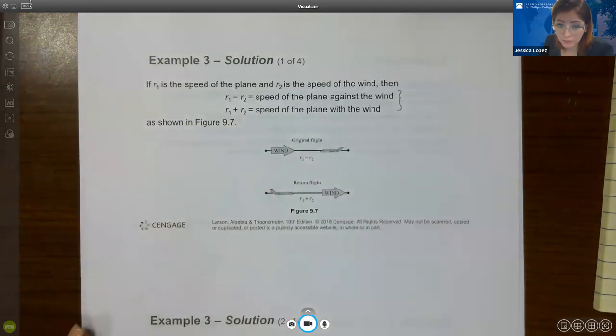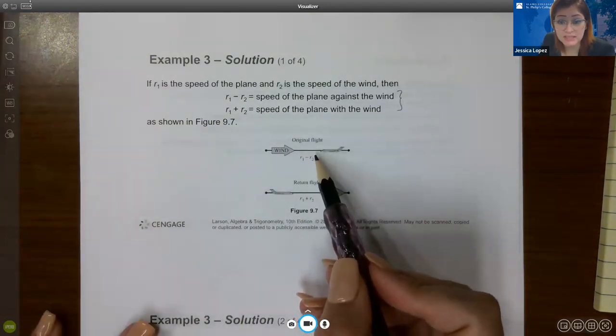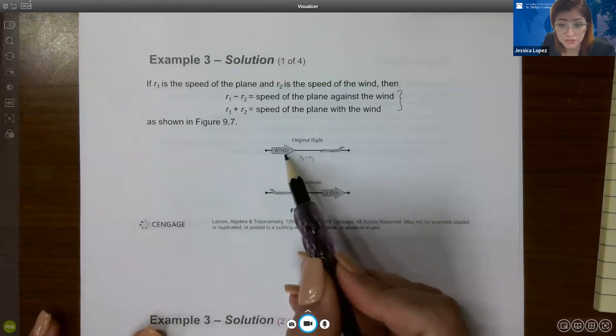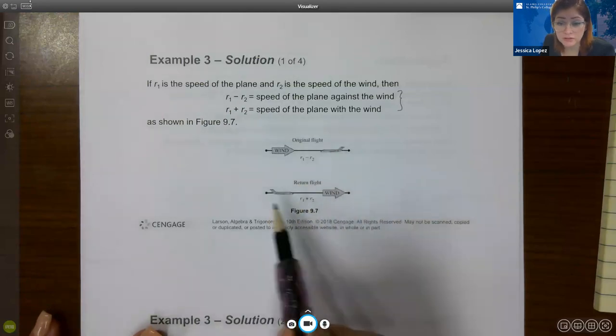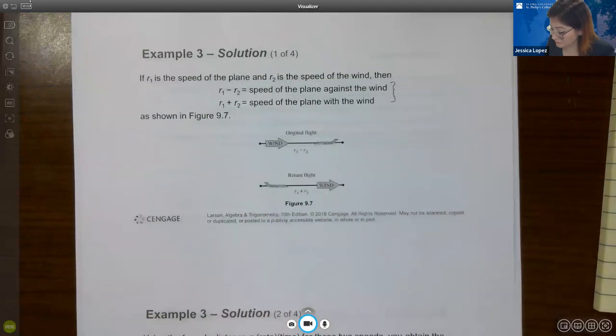Okay. So here's the original flight. The original flight did mention that it was against the wind. So here's him going again, the opposite direction as the wind. And then on the return flight, he was going with the wind. So the wind's still blowing in this direction and he's going with it. So he's going a little bit faster.